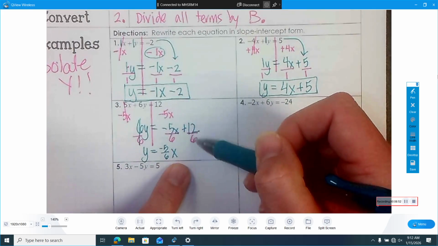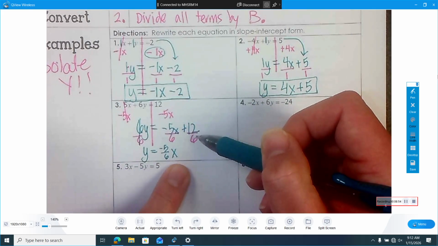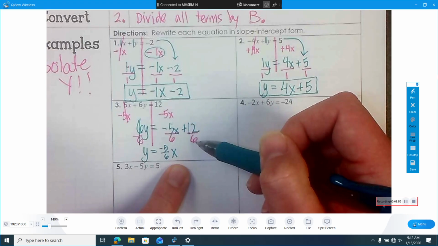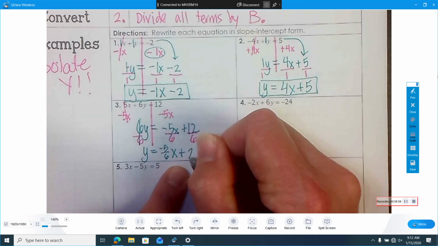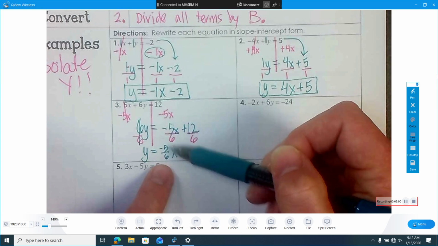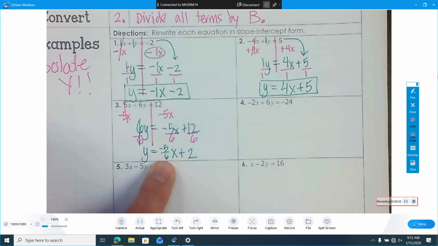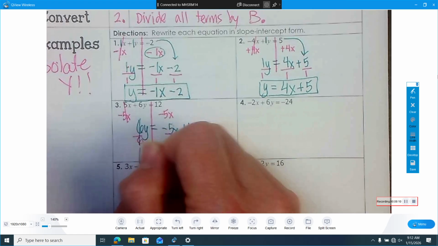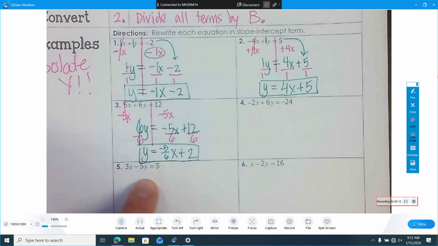What about 12 over 6? Can we clean that up? Yeah, we can. What's 12 over 6? 2. Very good. All right. This is a fraction. It stays a fraction, and that's beautiful because that's slope. We know what that means. It means go down 5, right 6. All right. That's the number in front of x. That's our slope, so we love it as a fraction.